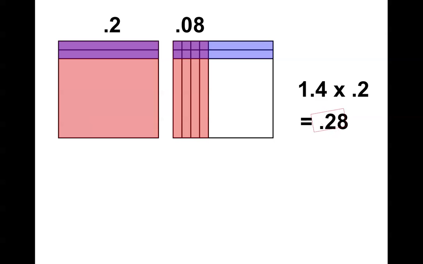Once again, notice the decimals. One number to the right of the decimal, two numbers to the right of the decimal, and that's why there's two numbers to the right of the decimal in the answer.